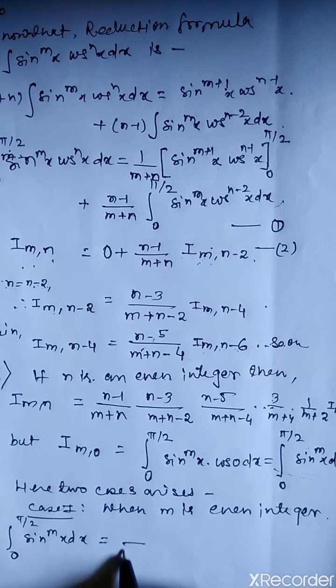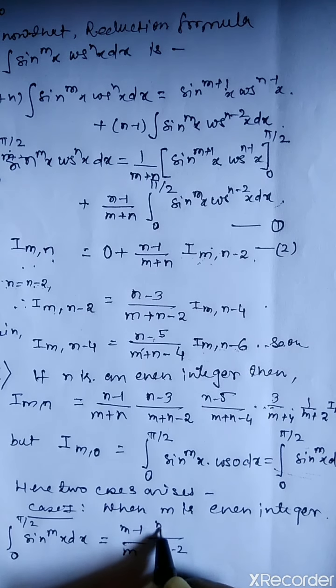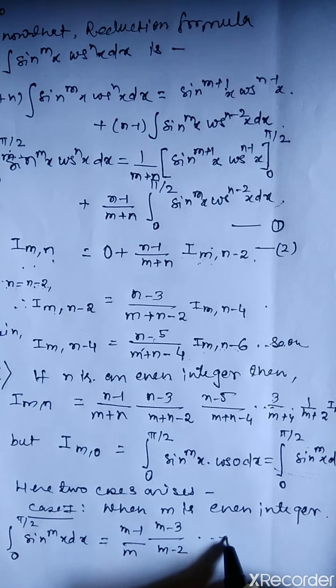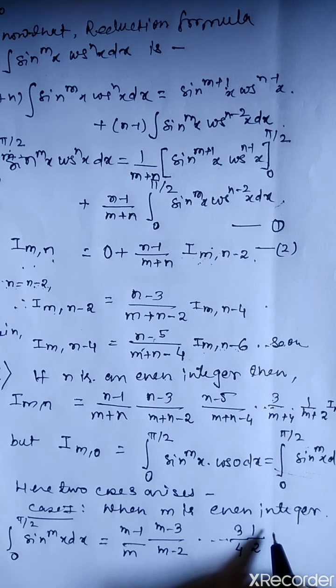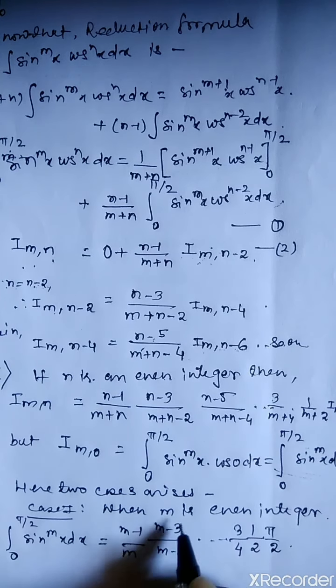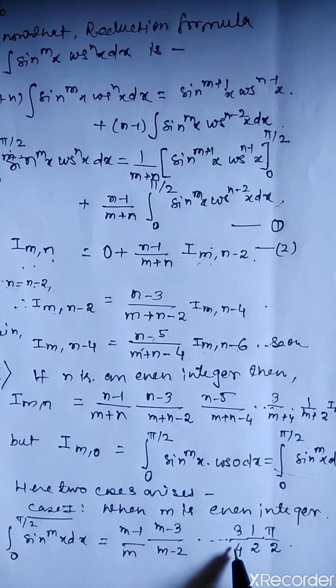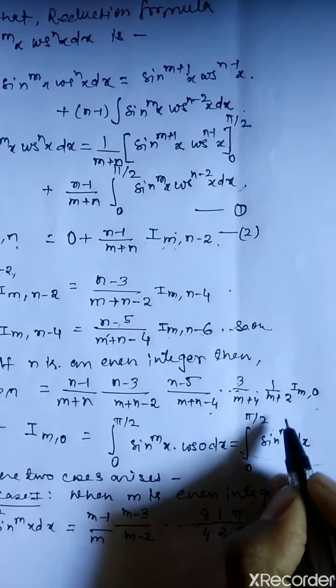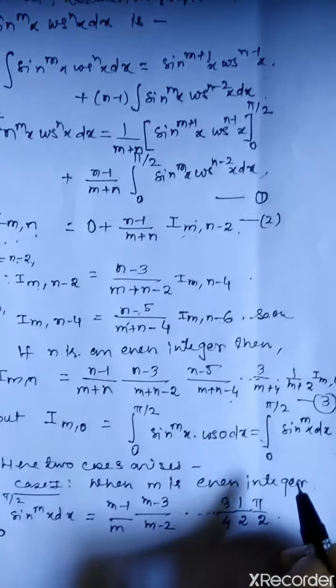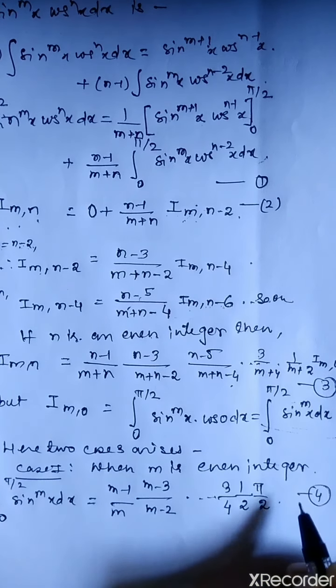तो m से स्टार्ट करते हैं. m minus 1, then m minus 2, m minus 3, up to 4, 3, 2, 1, and then we have I_0, and I_0 equals what? The integration over dx is pi by 2. So here is pi by 2. So now we put this value from here into this equation. So let us call this equation number 3, and this one equation number 4.